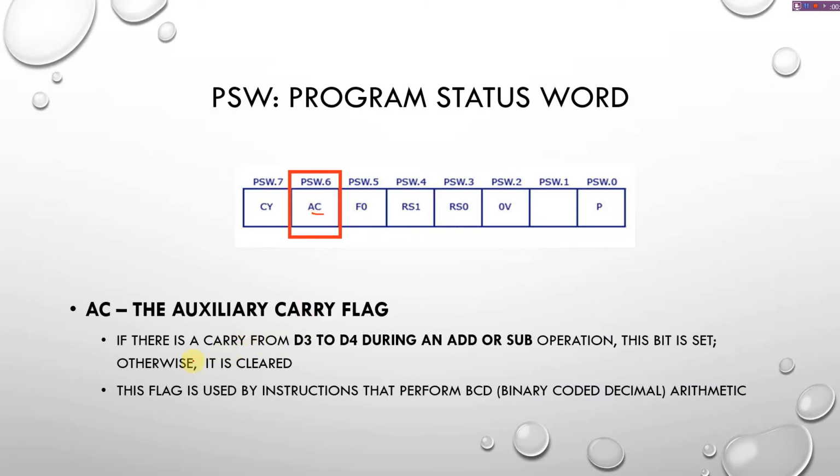Auxiliary carry. Auxiliary carry is set whenever there is a carry from D3 to D4 during an add or subtract operation. Otherwise, this auxiliary carry is cleared. So whenever there is a carry during an add operation from the bit D3 to D4, this auxiliary carry will be set, otherwise it is clear. It occupies the position PSW.6 in the PSW register. This flag is only used to perform BCD operations or BCD arithmetic.